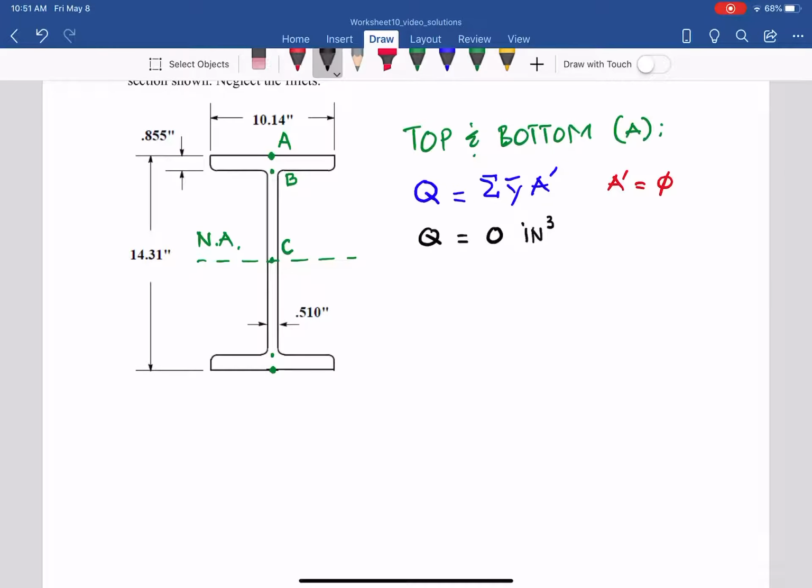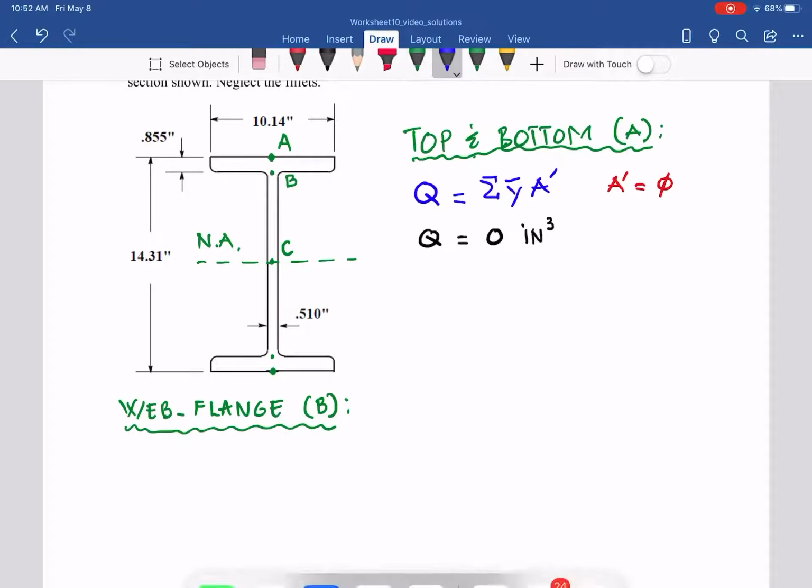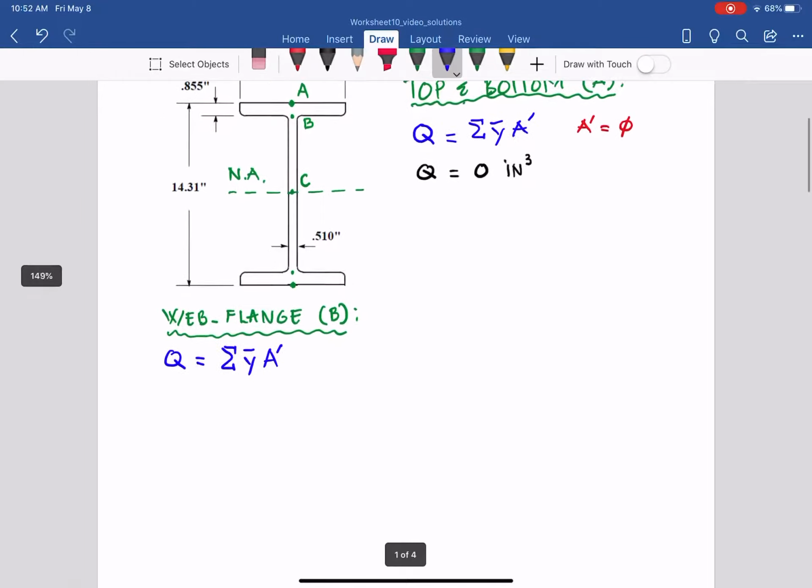So let's talk about the next point, which is the web and flange intersection. That is point B we are talking about. And the equation is the same: Q equals the sum of all y bar times A apostrophe, nothing else, as you can see there.